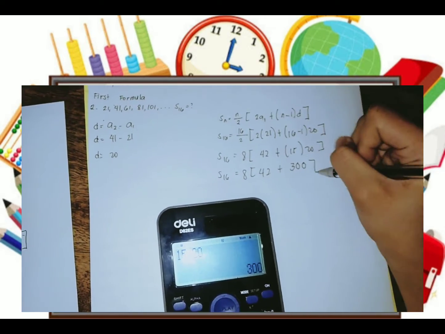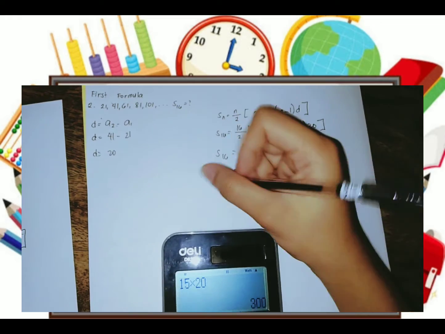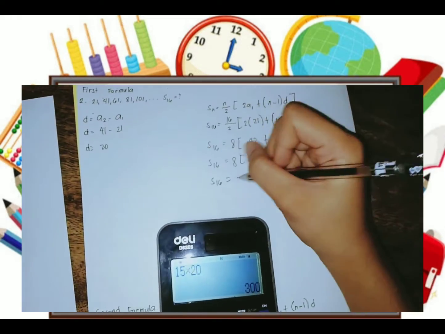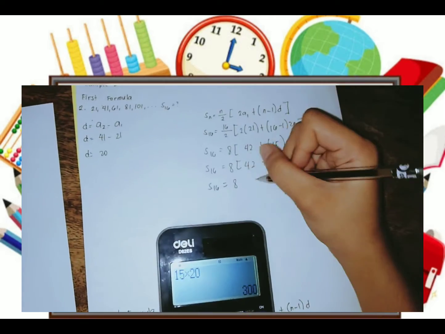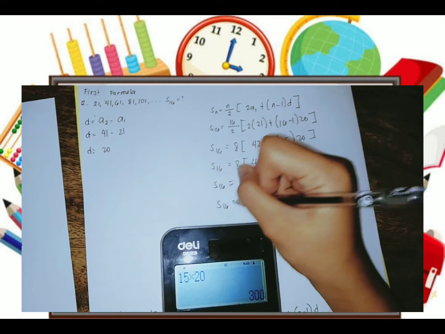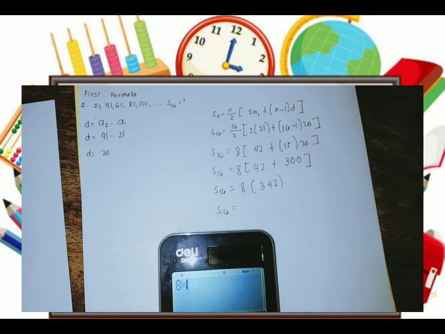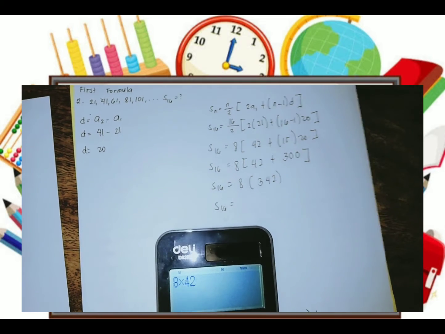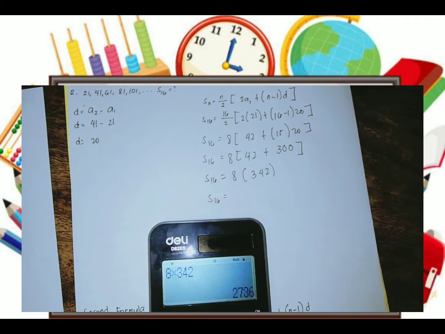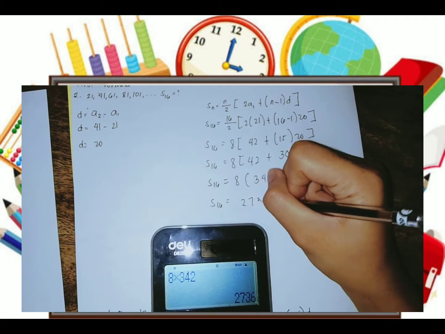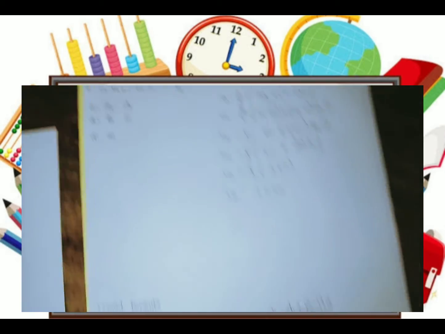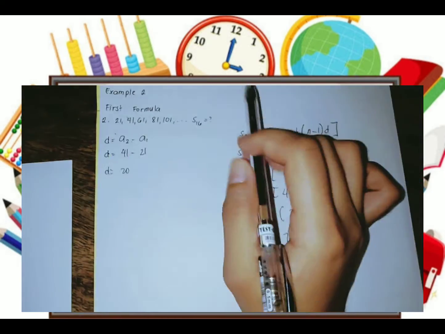15 times 20 is equal to 300. Now we are going to add this before we multiply it by 8. So S sub 16 is equal to 8 times 342. So 8 times 342 is 2,736. Now we are going to move on to our second formula by using this arithmetic series also, and we will find also our 16th term.